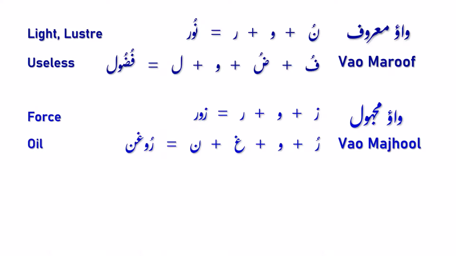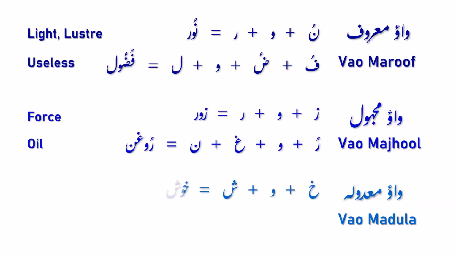The third type is Vav Madula. Here Vav is written but remains silent. Such words are of Persian origin and Vav is usually preceded by Khe. For example, Khe, Vav, Sheen, Khush, happy. Khe, Vav, Alif, Be, Khab, not khwab, dream.